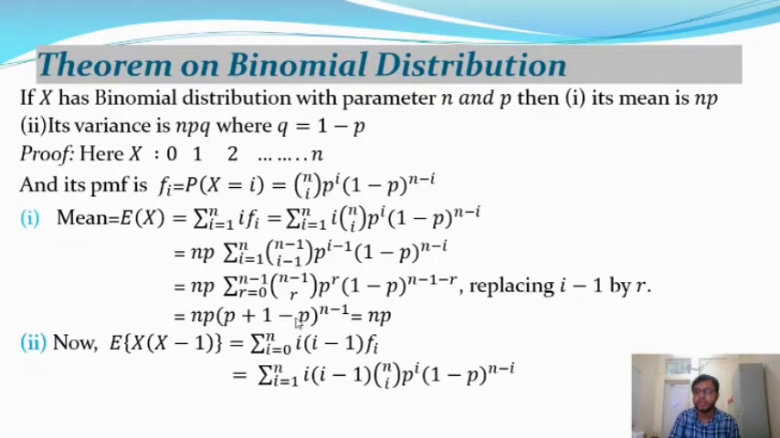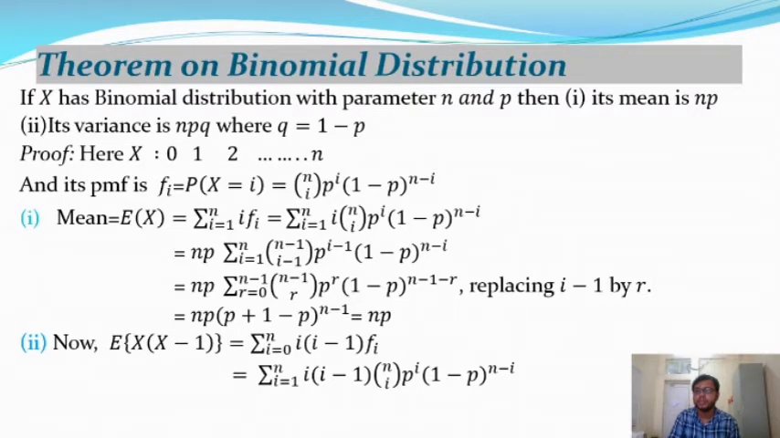So after cancelling the term p, from this we will get 1. Therefore the expectation, or the mean, of a binomial distribution is n into p. After that we will find the variance of the binomial distribution. There is a property of the variance: variance of x is equal to expectation of x into (x minus 1) plus m minus m squared. This is one of the properties of the variance.